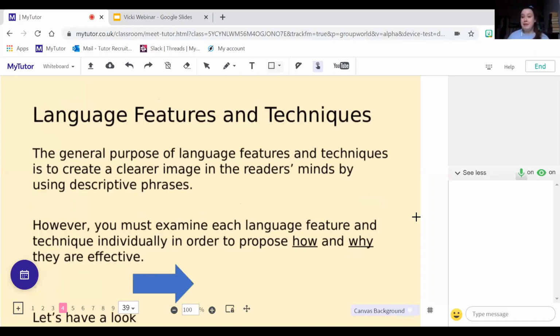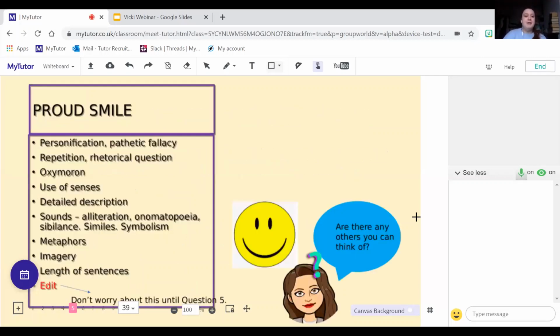We know it's there for a reason. We know it's there to describe something because that's what they do. So we don't need to say that to the examiner because it won't get us any marks because it's too general. Right, so let's have a look at the different language devices that we could think of.